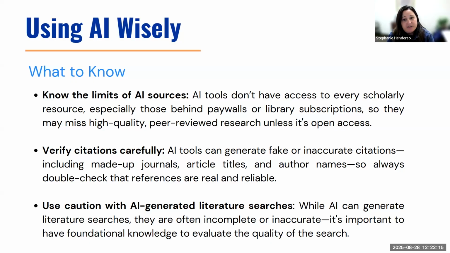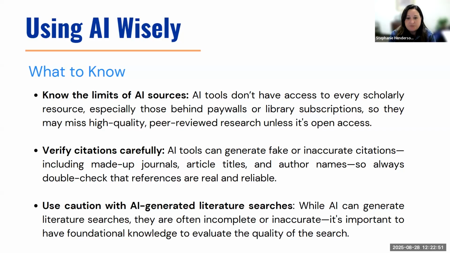Verify citations carefully. Sometimes AI tools will generate fake or inaccurate citations, including made up journals, article titles, or author names. So you always want to double check that the references are real and reliable. And you want to use caution with AI generated literature searches. While there are AI tools that will generate a literature search for you, they're often inaccurate or incomplete. So it's important to have the basic foundational knowledge to evaluate the quality of the research before you start using those AI tools.